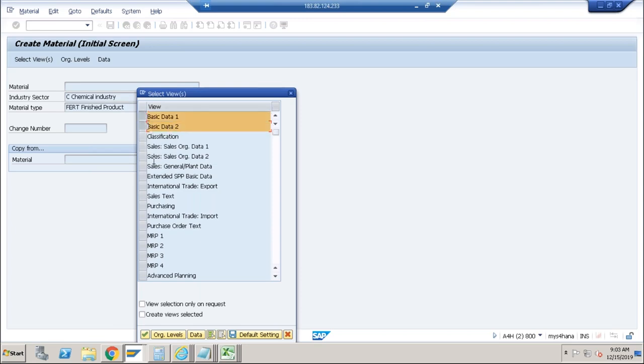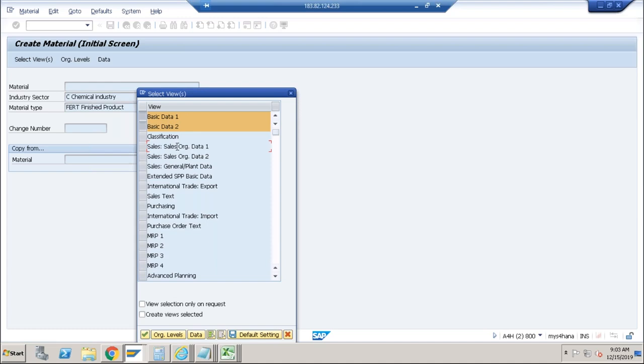Obviously, we are going to get a lot of errors, so I don't think we'll be able to complete this today, because we have not done the configuration till now. So let's see the error and we will solve it in the next session. I want to maintain the information of basic data.